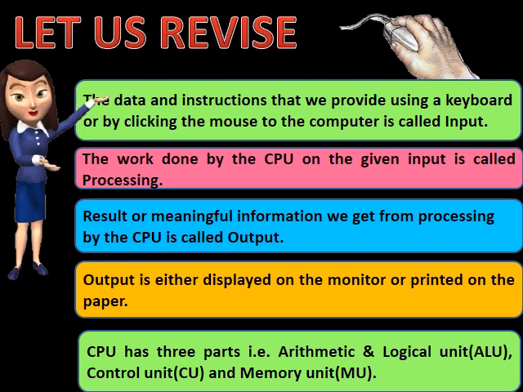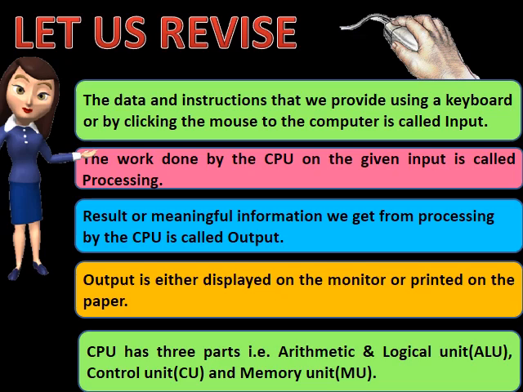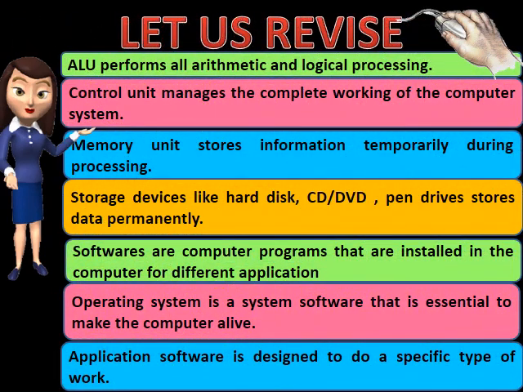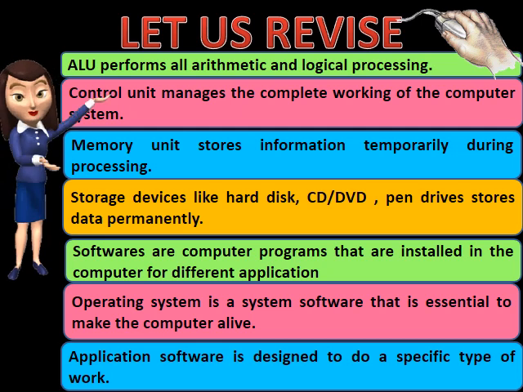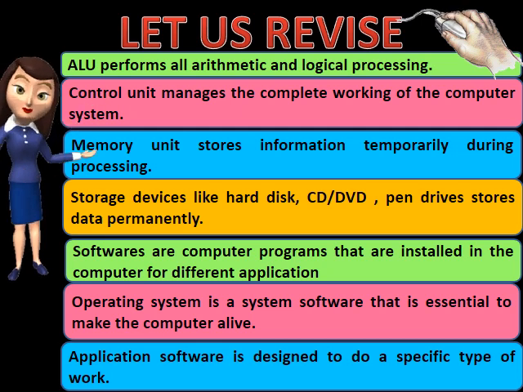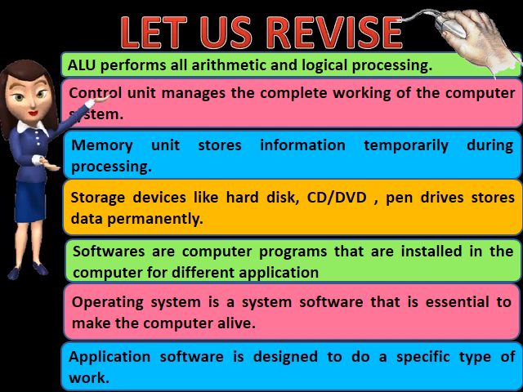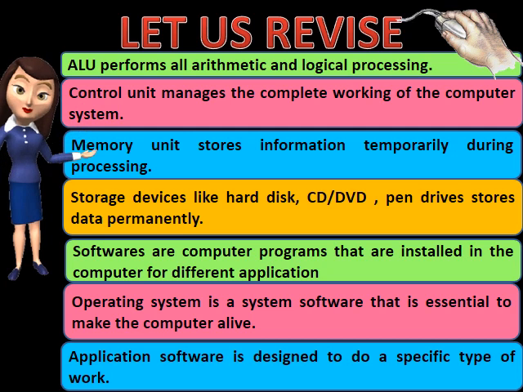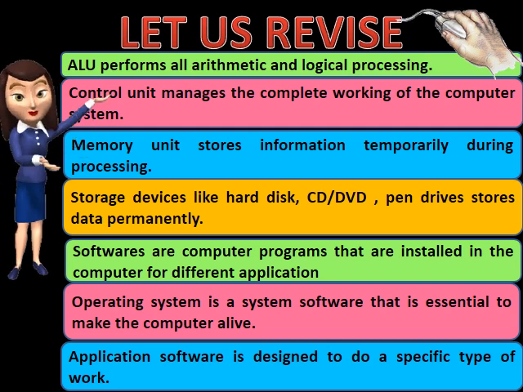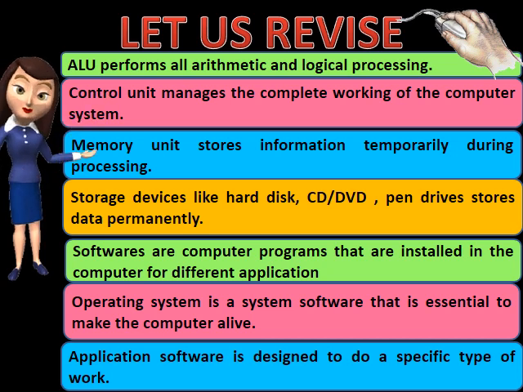CPU has three parts: arithmetic and logical unit, control unit, and memory unit. ALU performs all arithmetic and logical processing. Control unit manages the complete working of the computer system. Memory unit stores information temporarily during processing. Storage devices like hard disks, CD, DVD, pen drive store data permanently.